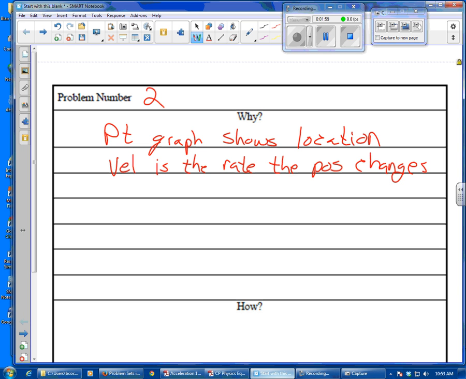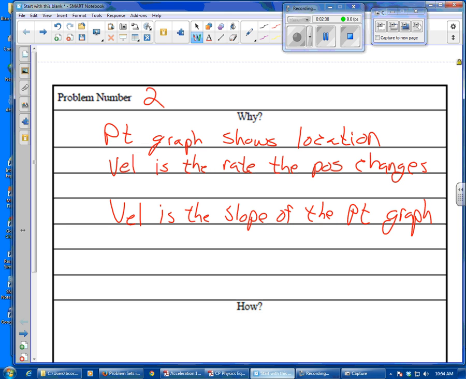Now, how is the rate of change shown on a graph? What feature of a graph shows rate of change? Slope. So that brings up our next fact. If velocity is the rate of change of position, then the velocity is the slope of the position time graph. So that would be my final fact I would be looking for up here. Velocity is the slope of the position time graph.